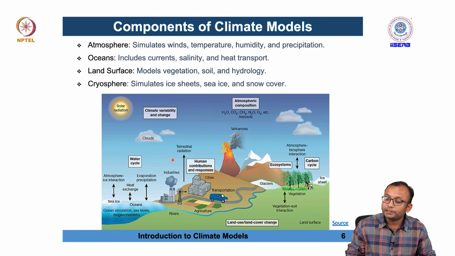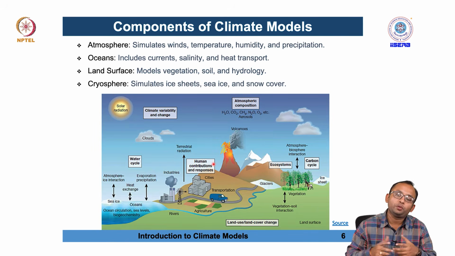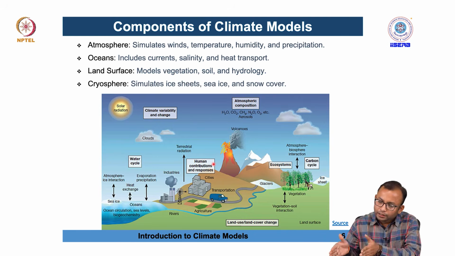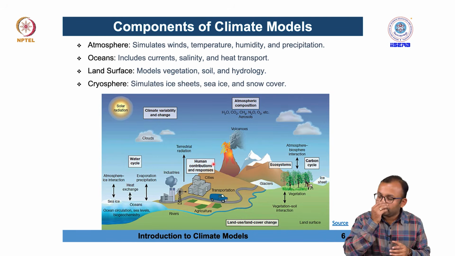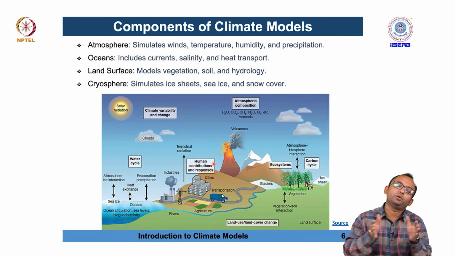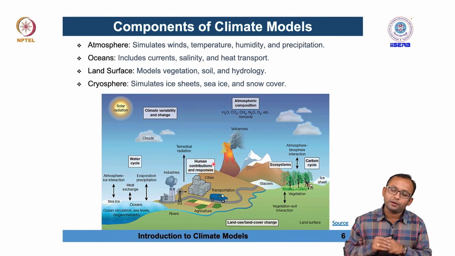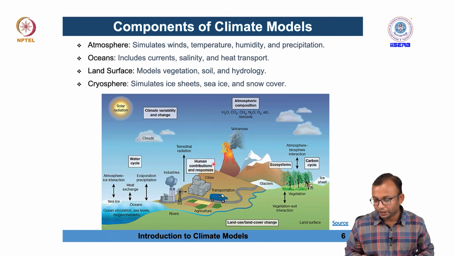Then we have also human contribution: how much humans are contributing to greenhouse gas emissions, and how much human activities are changing land use and land cover practices, completely changing forest cover into agricultural areas. That has a significant impact on the energy budget, or the absorption or reflectance properties of electromagnetic waves.